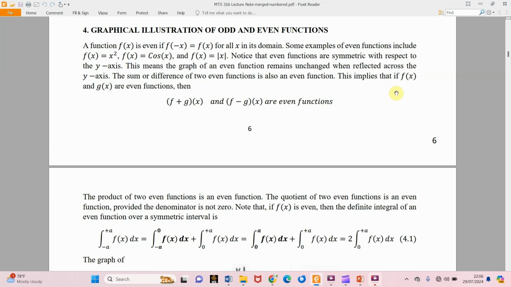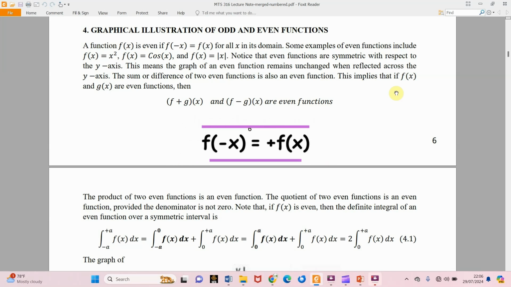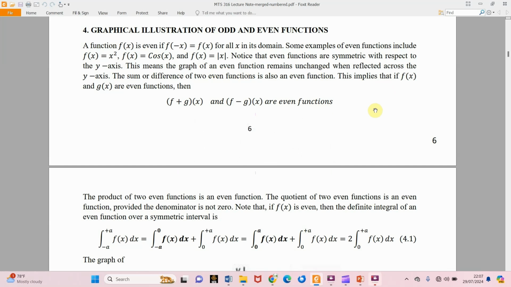When do we say a function f of x is even? We always start with a negative value of x, and by the time we put the negative value of x inside the function and we get positive f of x, then we can say that the function is indeed even. And for the other case, which is odd, likewise we start with negative x. So we put negative x inside f of x, and if we get minus f of x, then we can conclude that the function is odd.